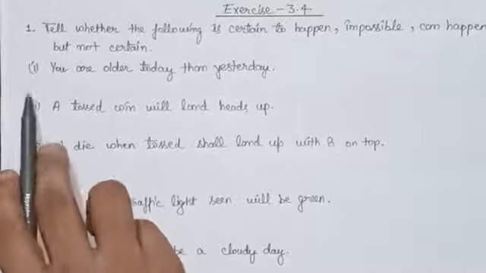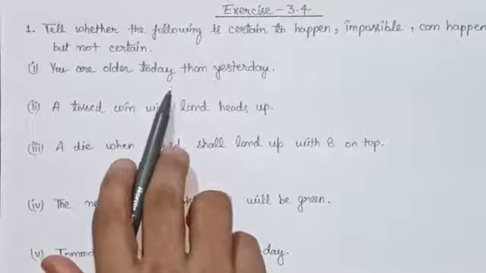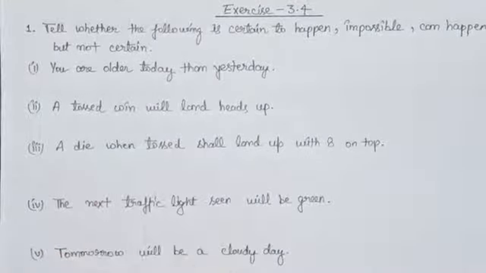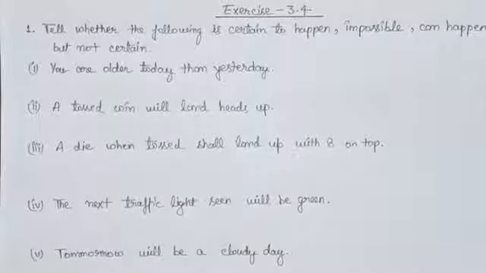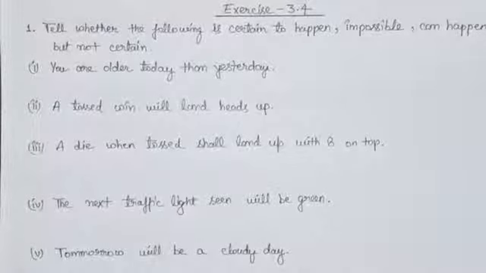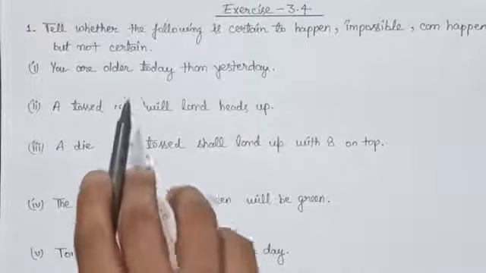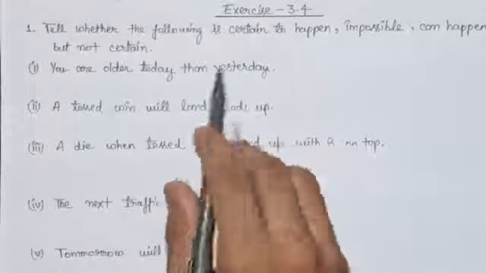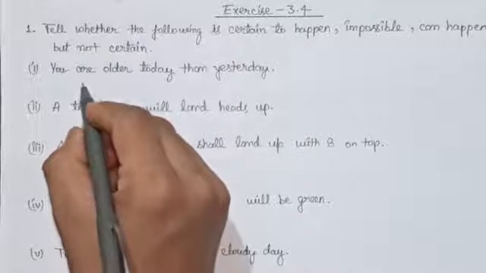So our first statement is you are older today than yesterday. So it is obvious that because you are growing day by day, that is you are becoming older day by day. So we can categorize it as certain to happen because it will definitely happen.